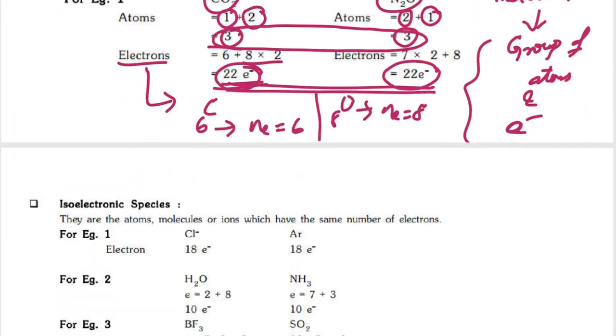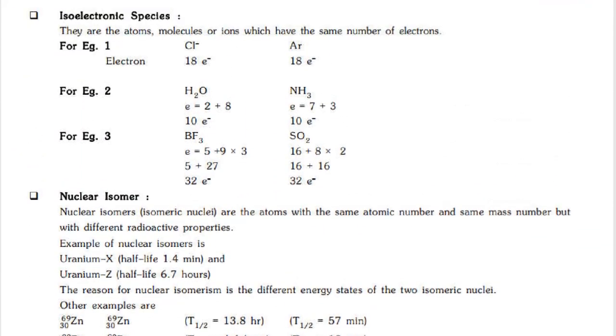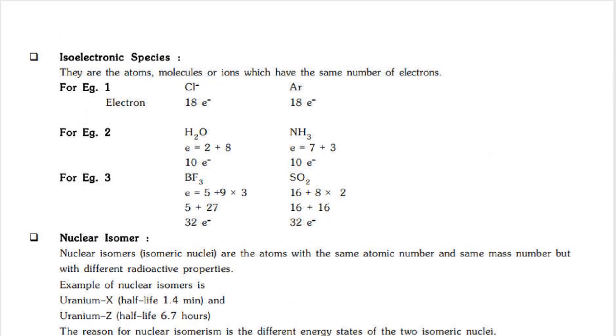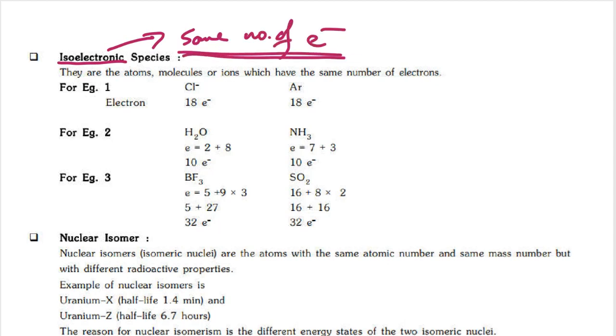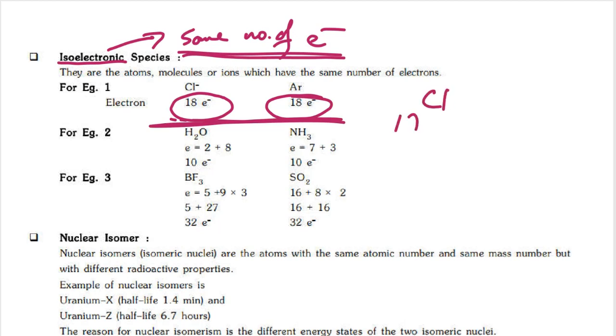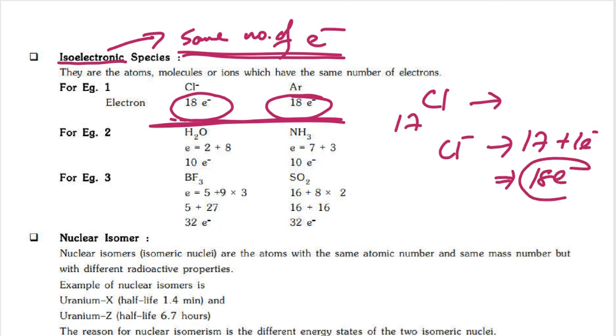The last two are isoelectronic species. As the name implies, isoelectronic means what? Same number of electrons. Electronic means electrons. So you can see here Cl minus has 18 electrons, argon also has 18 electrons. Okay, so both are having 18 and 18. The actual atomic number of Cl is 17, but when we say Cl minus, it means it has acquired one electron from outside. So the total electrons will be 18, right?